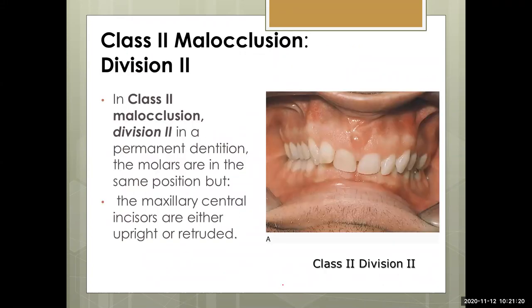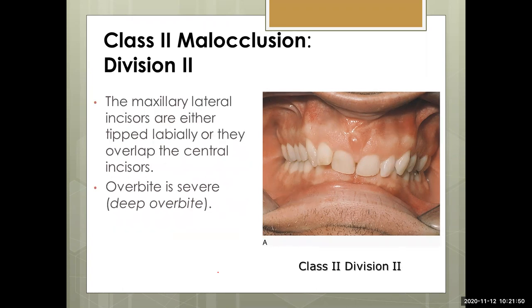Versus division two. In a permanent dentition, the molars are in the same position, but the maxillary central incisors are either upright or retruded. So these are usually pushed back a little bit, or the laterals are forward a little bit. Division one, you've got your buck teeth. Division two, number eight and nine are retruded.